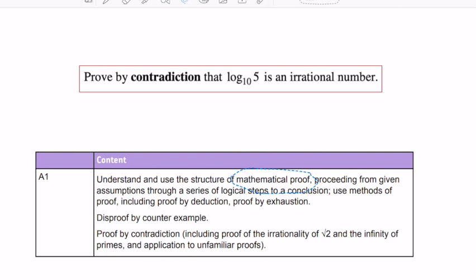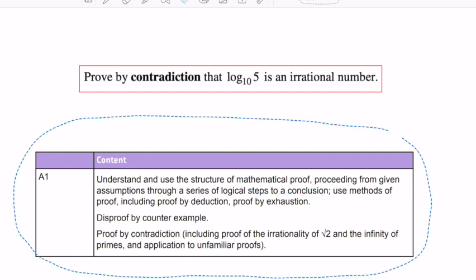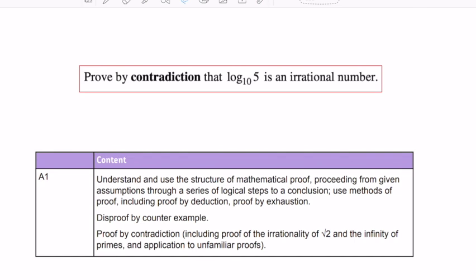A subject which used to be standard fare in A-levels when I was at school, but which disappeared when A-levels became modular. Well, it's now back, and I must say I'm delighted to see it back. Now, here we have the relevant section of the specification, and it is common to all of the examination boards. It specifies proof by deduction, proof by exhaustion, disproof by counterexample, and proof by contradiction.